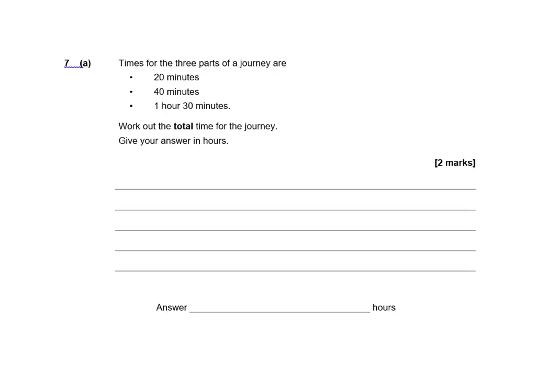Time calculations have that habit of catching people out all the time, so you've got to be really careful, because of course people start adding things, looking at hundreds, but 60 minutes in an hour. So let's do the first couple of times. So 20 min plus 40 min is, of course, 60 minutes, which is an hour.